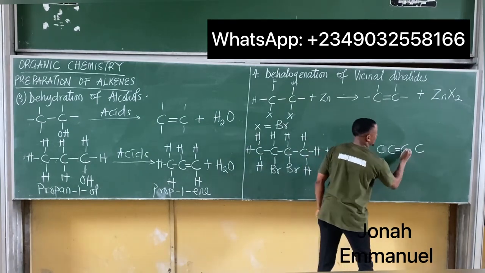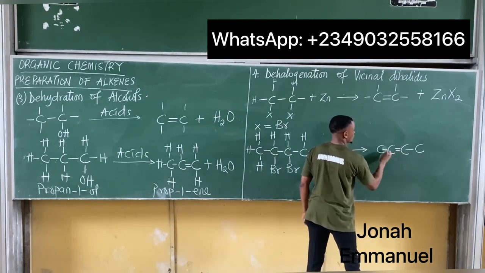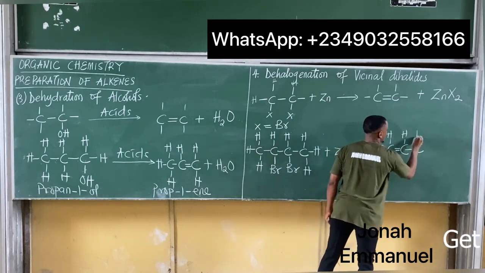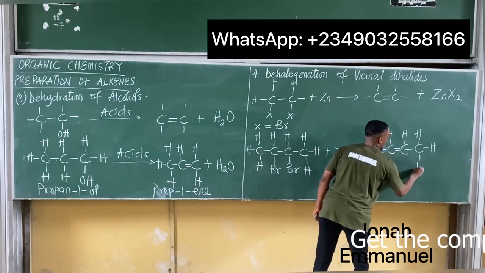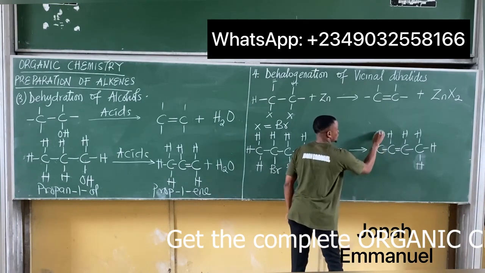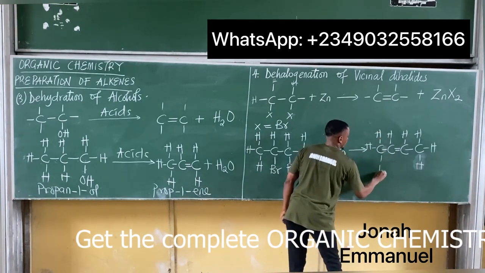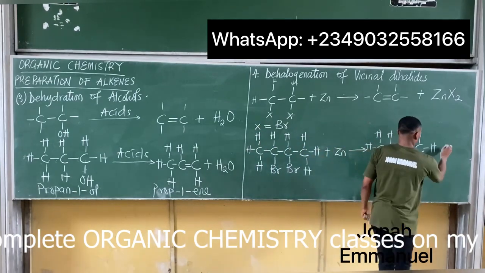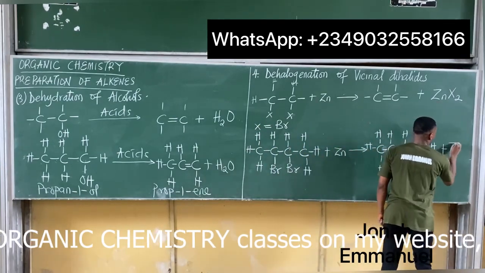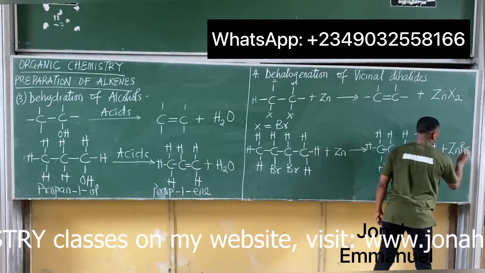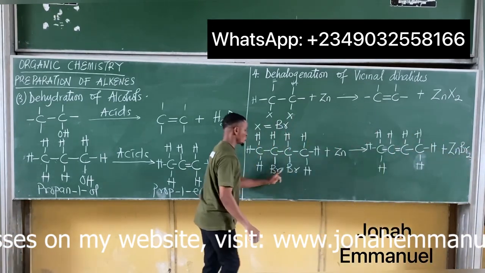Complete this: 1, 2, 3, 4. Plus Zn, plus we said ZnBr2. So Zn, X is bromine, so Br2. In other words, please, which compound is this?